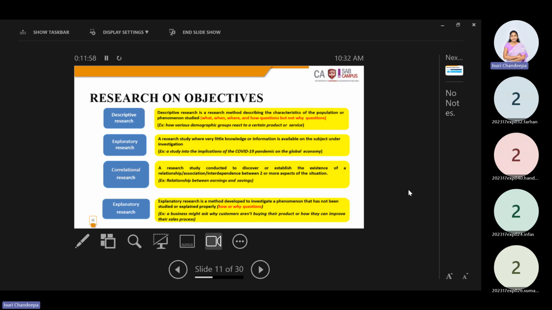Yes, what do you mean by exploratory research? A research study where little knowledge or information is available, right? If little information is available in that area, low information available. The findings on these areas are very low. That means the other way around, it's an emerging area, right? If it is a new, emerging area, then there will be few studies.